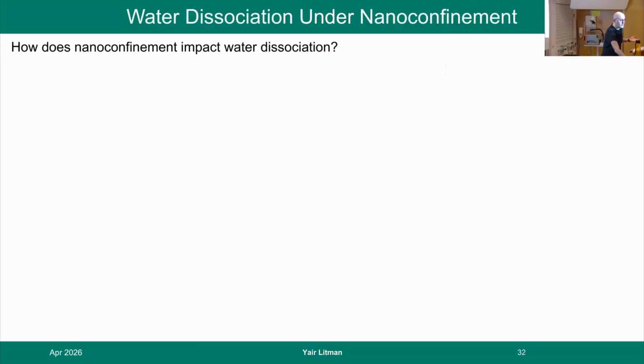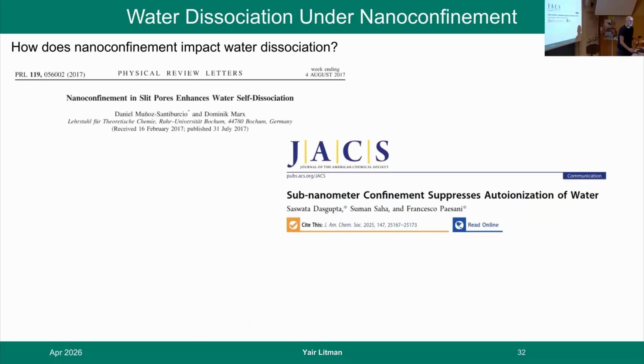So the first thing you do as a researcher, you look into literature. And now I should be careful on what I say because I am being recorded. But yeah, you find this nice paper. Dominik Marx is a very famous person in the field. He says nano-confinement in a slit pore enhances water dissociation. Okay, that makes sense. You keep looking. You say, well, let's look at what the chemistry community has to say. You find another paper by someone who's really well known, Francesco Paesani, and you read nanometer confinement suppresses. So completely the opposite behavior.